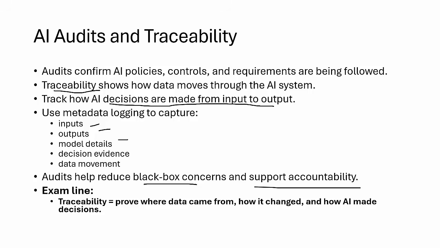If you get a question in the exam, you're dealing with an AI model using deep learning, what is the best way you can track the visibility? The answer is audit, because audit drives traceability, and traceability proves where the data came from, how it changed, and more important, how the AI made the decision.